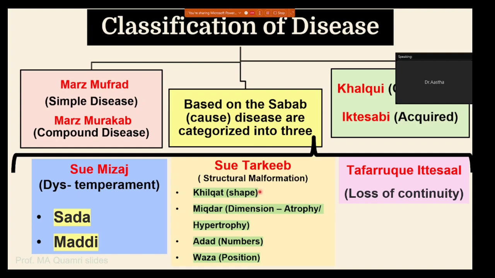Another category, based upon the causes of disease classification, is sue tarkib. There are certain structural morphologies. For example, a child is born with a defective shape, like hydrocephalus.